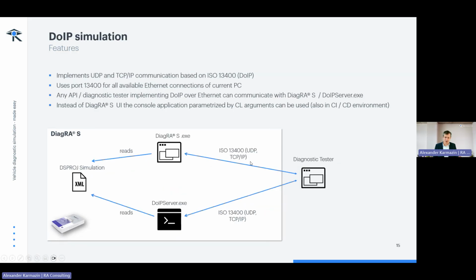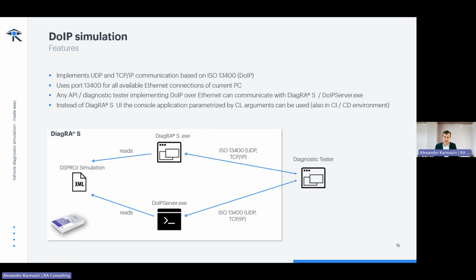Good. So the next way is to connect to DiagRA S as a DoIP gateway. The diagnostic tester, which is just looking in the network for DoIP capable devices, will find DiagRA S as a DoIP gateway, and there will be no difference for the diagnostic tester between a real gateway or the simulator, because DiagRA S implements the whole DoIP standard.